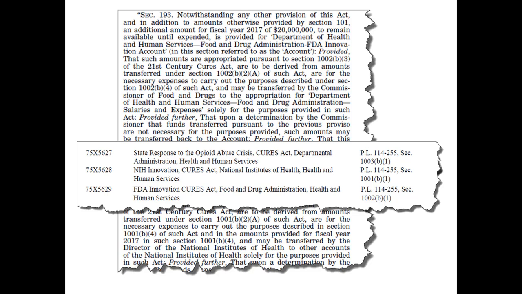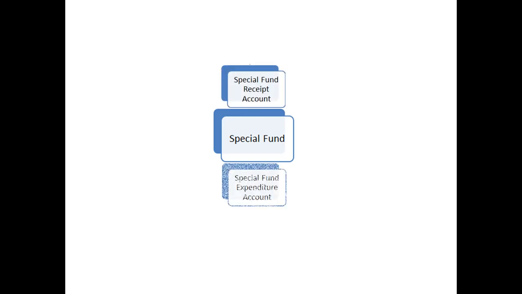In subsequent appropriations action, funds were appropriated to the expenditure accounts indicated. Since a later action by Congress was required, Treasury warrants had to be requested and issued. To summarize, special funds are made up of receipt accounts and expenditure accounts.